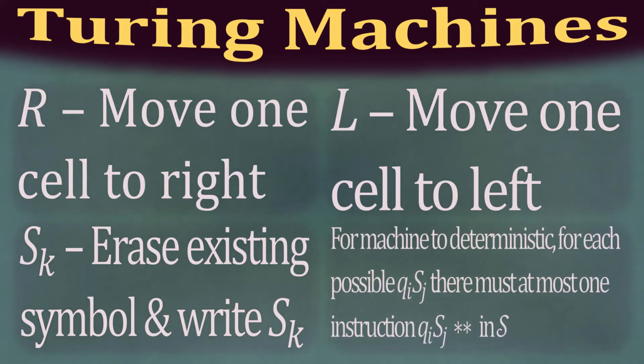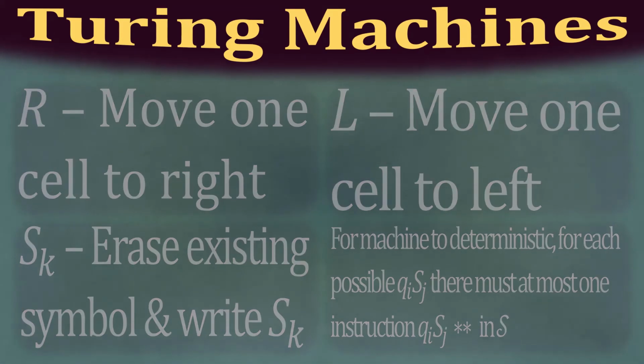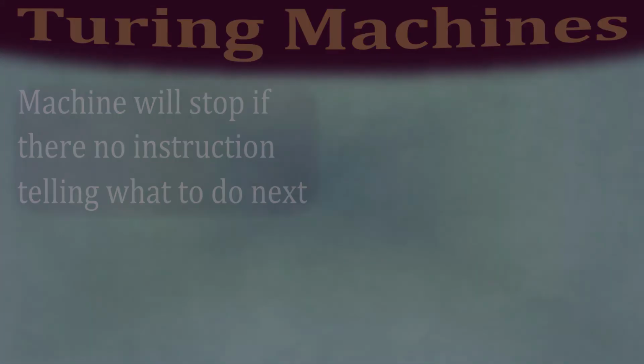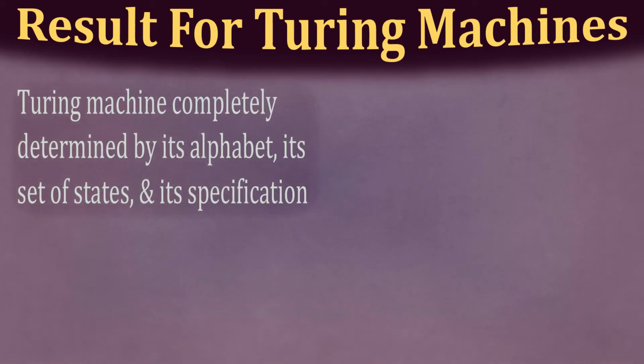For the machine to be deterministic, for each possible Qi Sj, there must be at most one instruction of the form Qi Sj ** in S, the set of all instructions. The machine will stop if there is no instruction telling it what to do next. Hence, let's state a result for Turing machines. A Turing machine is completely determined by its alphabet, its set of states, and its specification.